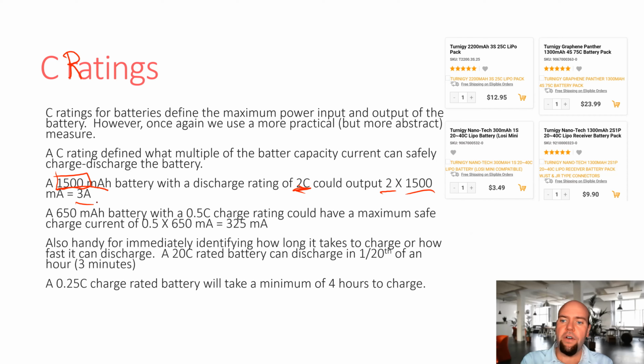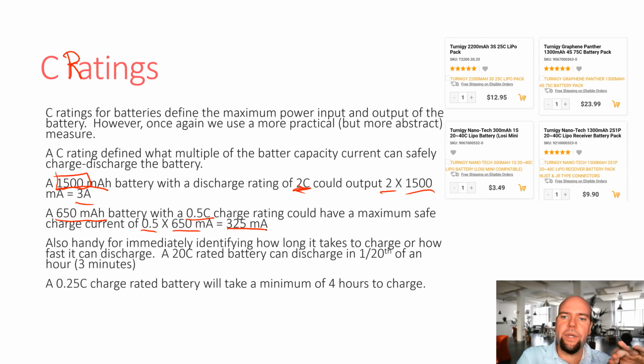Same thing happens on the input, on the charge rating. Most batteries cannot charge as quickly as they can discharge safely, so normally the charge rating is going to be much slower than the discharge rating. Let's do an example. A 650 milliamp hour battery with a 0.5C charge rating could have a maximum safe charge current of 0.5 times 650 milliamps, which equals 325 milliamps. So you couldn't have more than 325 milliamps of charge current flowing into your battery.